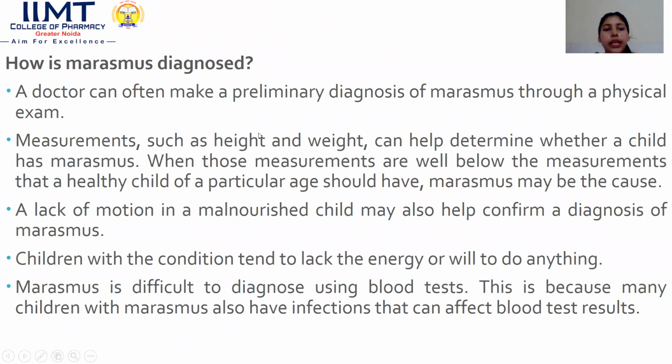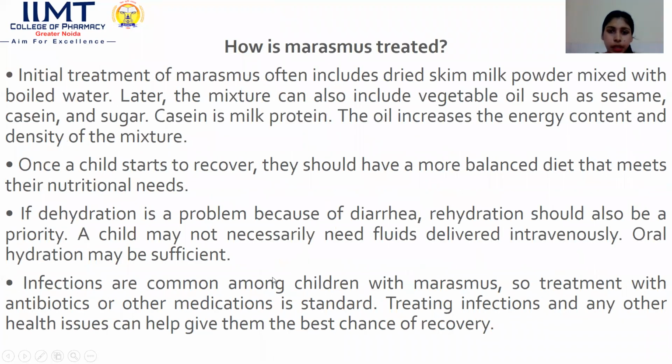Right? How can we diagnose that? A doctor can often make a preliminary diagnosis of marasmus through a physical exam. A lack of motion in a malnourished child may also help confirm a diagnosis of marasmus. So, how is marasmus treated? Initial treatment of marasmus often includes dried skim milk powder mixed with boiled water. Later, the mixture can also include vegetable oils such as sesame, casein, and sugar.